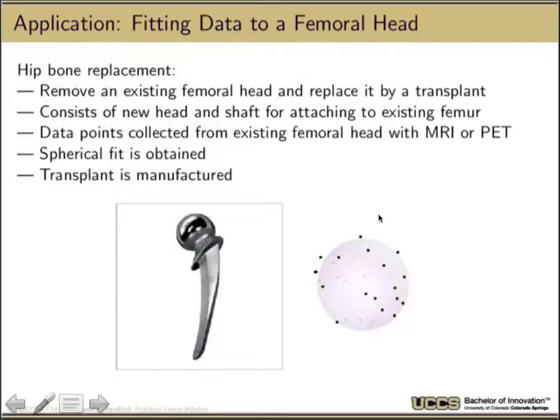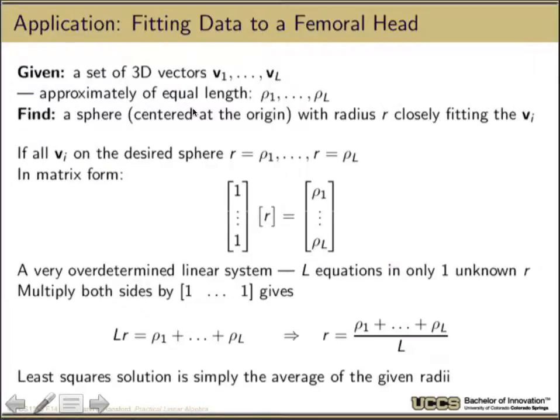So you're going to collect, by measuring with an MRI or PET scans, a bunch of points that help describe the ball socket of their hip. And then you want to fit a sphere to this, and then you can figure out how to manufacture the implant. Now, here we're doing it as a sphere, which is the simplest model because you only have one free parameter. So given a set of vectors in 3D, V1 to VL, of approximately equal length, you want to find a sphere centered at the origin with radius r closely fitting these points.